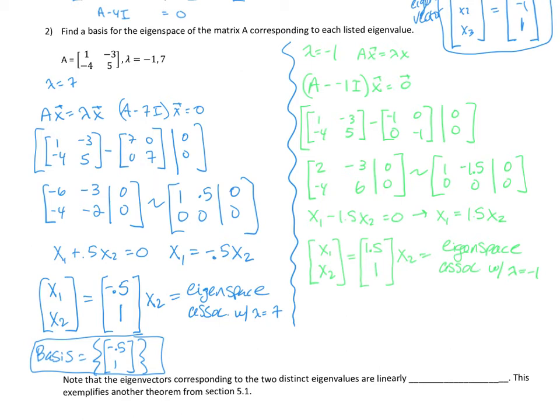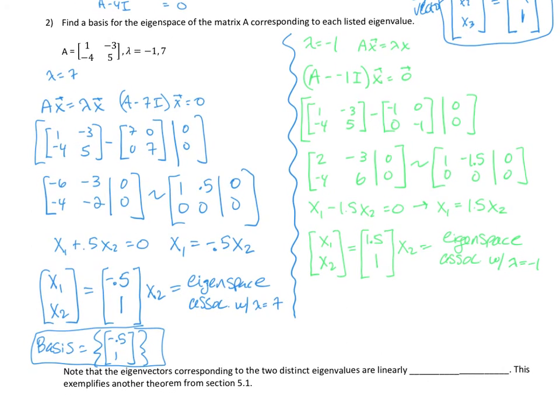So the basis is a linearly independent spanning set. So 1.5, 1 is a spanning set because it's the only vector that has a weight on it when you add stuff together. And it's a single vector, so it's linearly independent. So my basis is just the vector 1.5, 1.